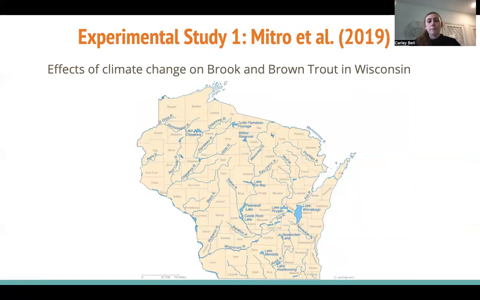Experimental study number 1 is by Mitro et al. And they studied the effects of climate change on brook and brown trout in Wisconsin. So here's just a picture of the state of Wisconsin, and there's an outline of all of the stream reaches in there.